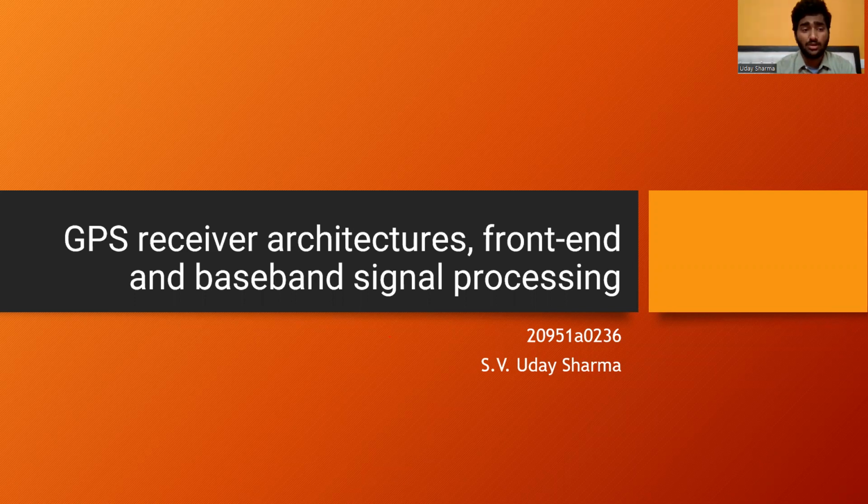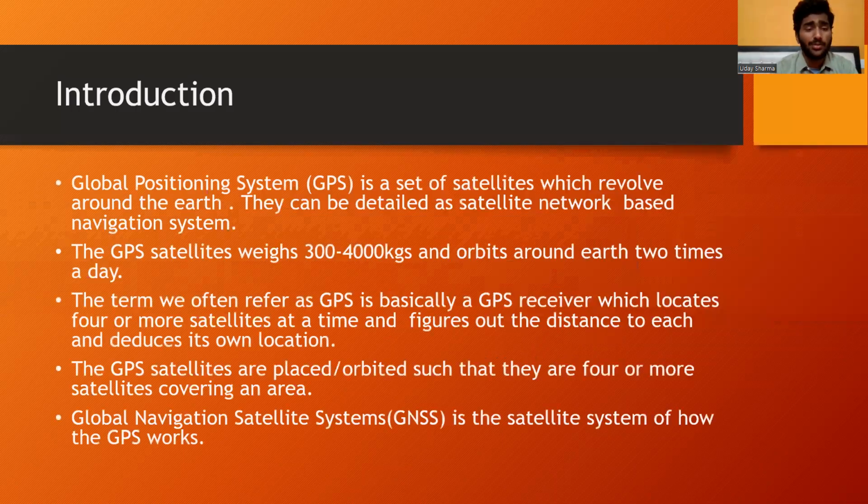Today, I am going to discuss GPS receiver architectures, front-end and baseband signal processing. GPS, or Global Positioning System, is a set of satellites which revolve around the Earth. They can be described as a satellite network-based navigation system. In layman's terms, GPS is often used in navigation technologies, and mostly used in driving, aviation, or military-grade technologies to locate something.